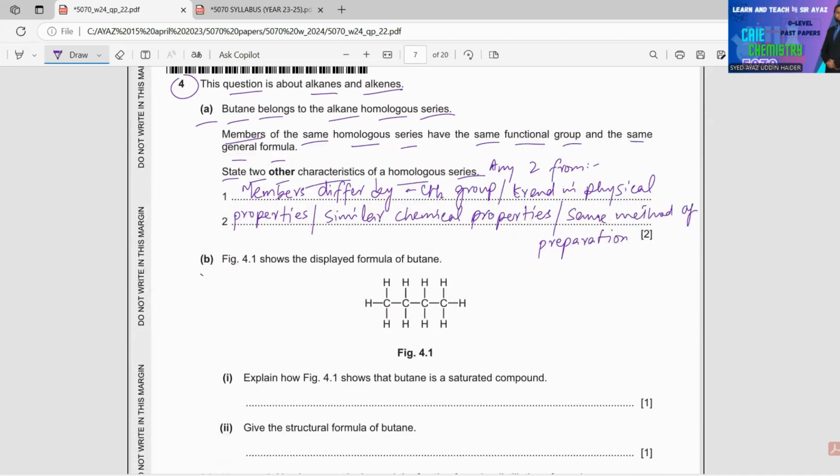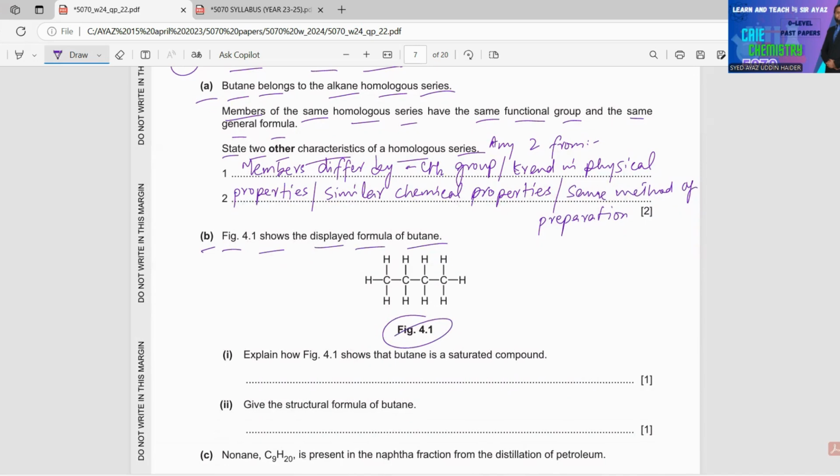Part B. Figure 4.1 shows the displayed formula of butane. Here's figure 4.1 showing the displayed formula of butane. Number 1, explain how figure 4.1 shows that butane is a saturated compound. Definitely, having all the carbon-carbon bonds single. All the carbon-carbon bonds are single.